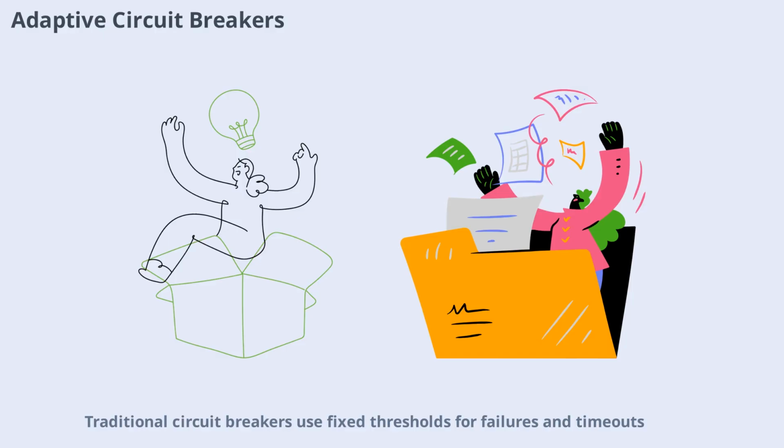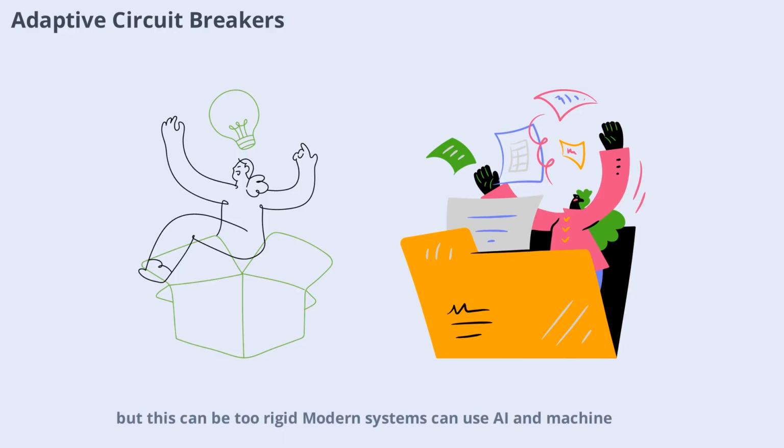Additionally, circuit breakers use fixed thresholds for failures and timeouts, but this can be too rigid. Modern systems can use AI and machine learning to adapt these thresholds in real time based on traffic patterns and historical failure rates. This makes the circuit breaker more resilient and efficient, adjusting automatically to changing conditions and helping your application stay robust under varying loads.